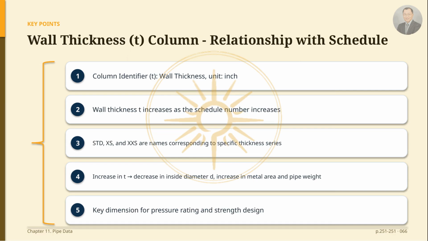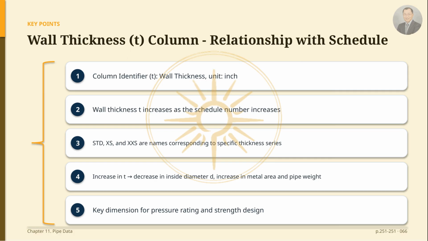Here, I want to explain the relationship between the wall thickness column t and the schedule number. t is the value representing the wall thickness of the pipe in inches, and in the table, as the schedule number increases, this thickness value also increases. Terms like standard, extra strong, and double extra strong are traditional notations corresponding to specific thickness series.